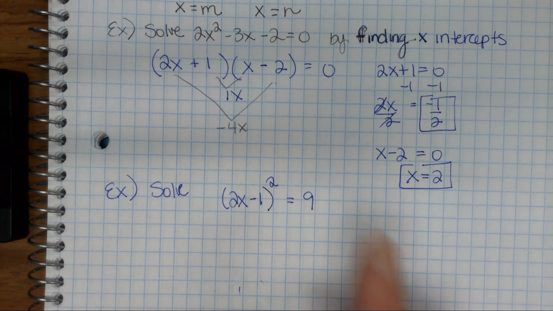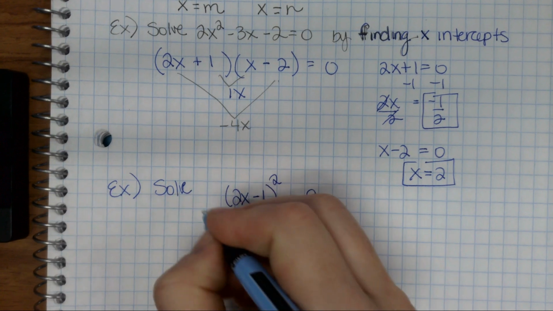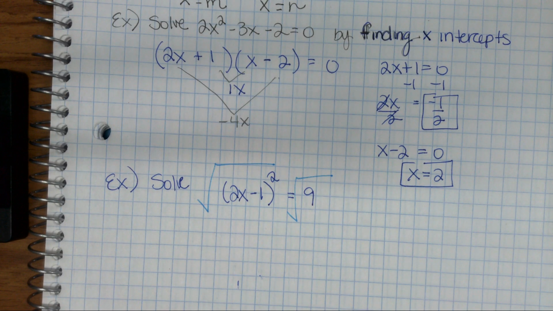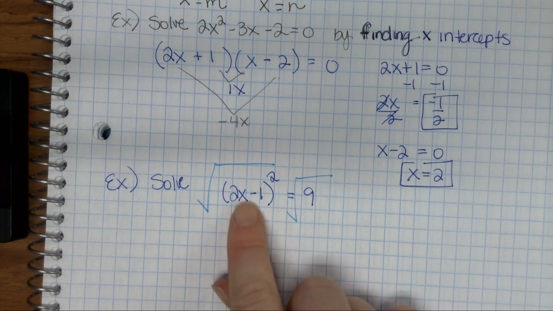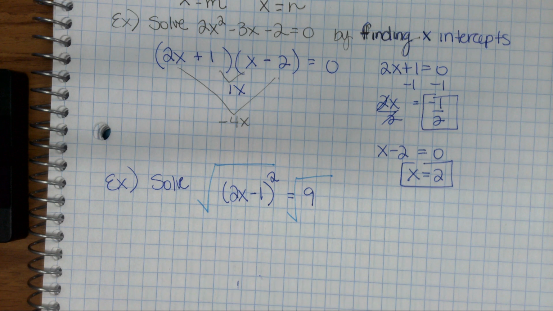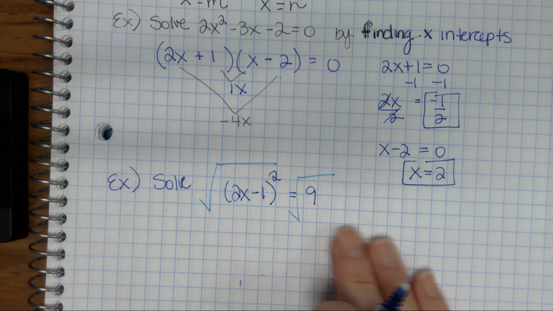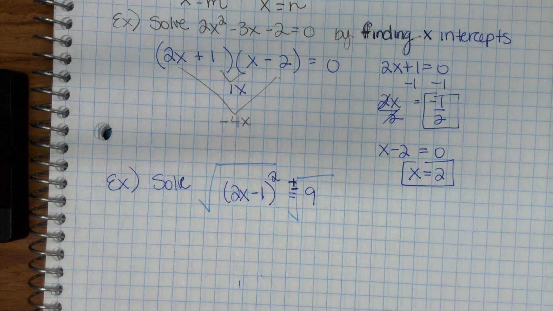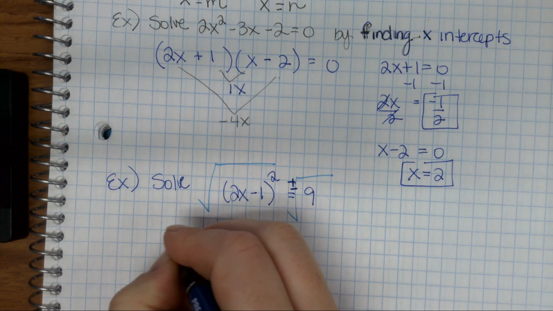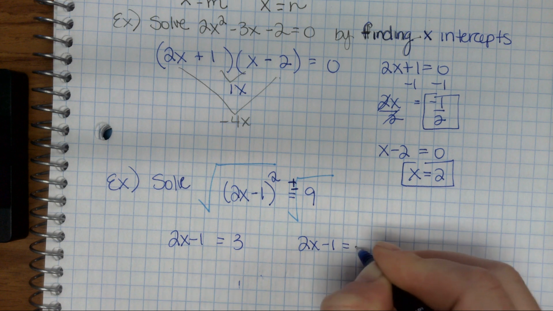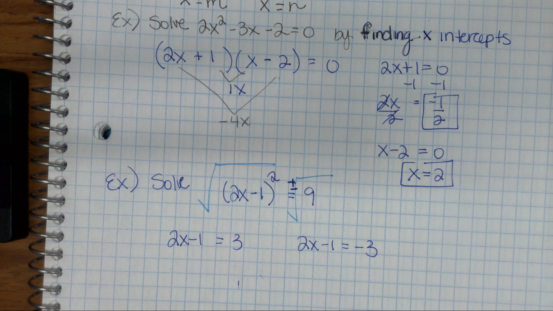So the way I would solve this is I would actually take the square root of both sides. Okay, don't forget there are two numbers that when you square them they give you 9. One of them is 3, the other one is -3. So when I take the square root of both sides, I have to remember I'm going to add a plus or minus to the front of that. So that undoes the square. I have 2x minus 1 equals 3 and 2x minus 1 equals -3. Would you solve those two, please?